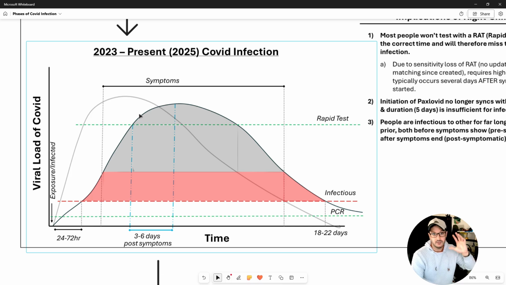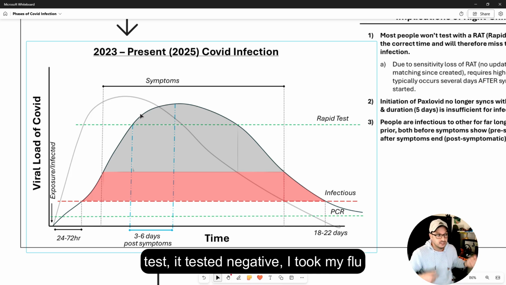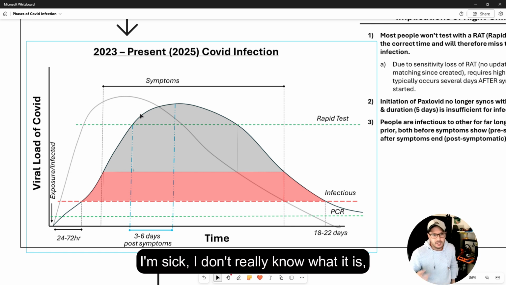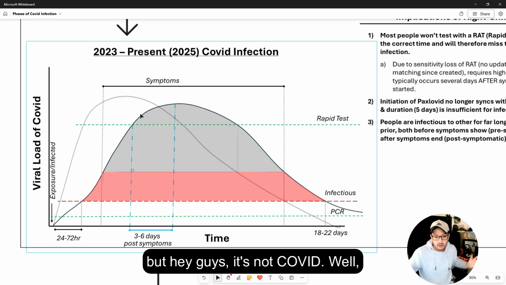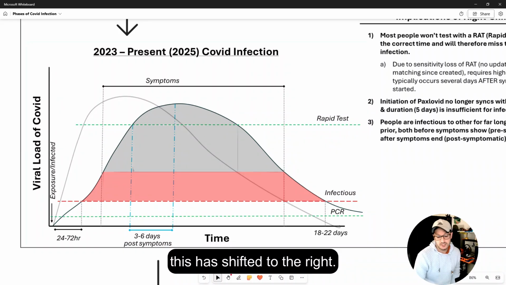So the big implication of this is that a lot of people are saying, oh, I took my COVID test, it tested negative. I took my flu test, it tested negative. I'm sick, I don't really know what it is, but hey guys, it's not COVID. Well, it's still probably COVID because of how this has shifted to the right.